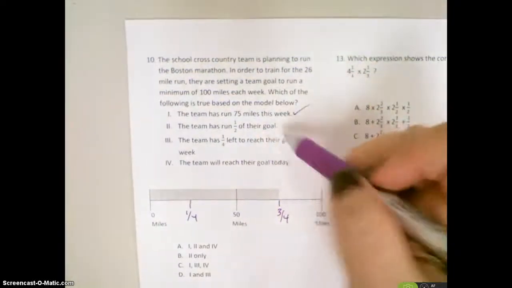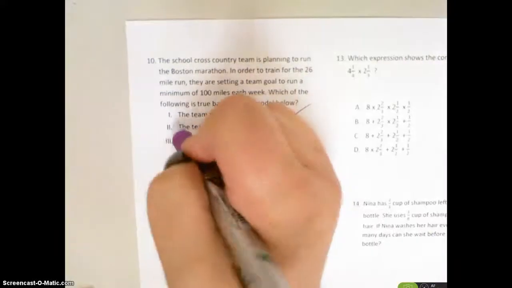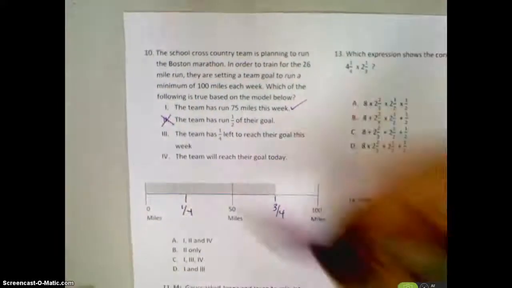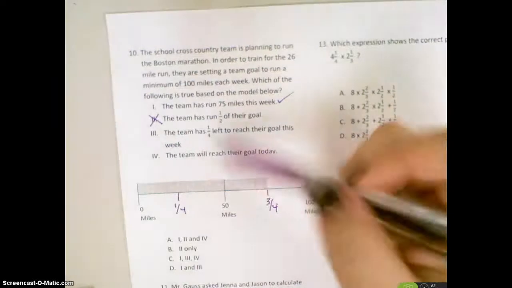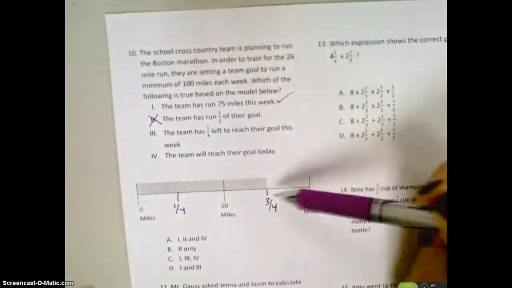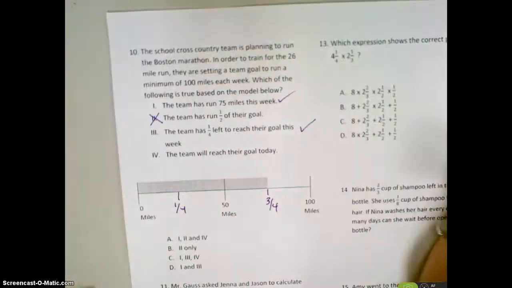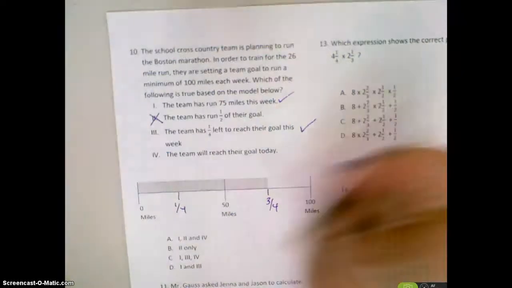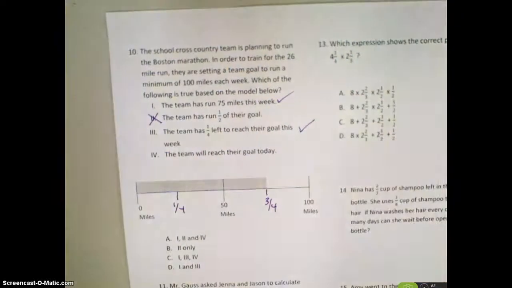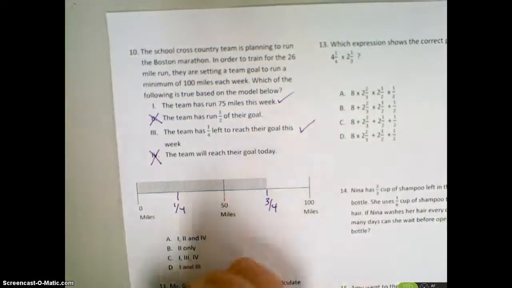The team has run 1/2 of their goal. They've actually run over 1/2 of their goal. So it's not they've run a half, they've actually gone past that. The team has 1/4 left to reach their goal. Yes, because they've run 1, 2, 3/4. They have 1/4 left. So that would be correct. The team will reach their goal today. We don't know yet where they are or what day of the week it is or how many times they've run this day. So we can't prove that. So the correct answer would just be 1 and 3, which is D.